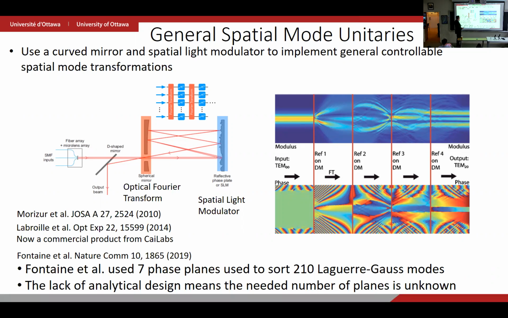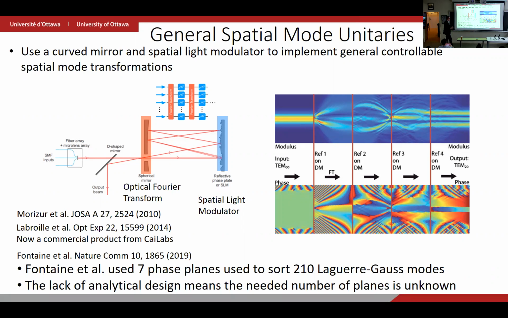They actually even have a company that has a commercial device now that you can buy, and it's really just focused at this. It's focused on, say, taking a Gaussian mode and making a Laguerre-Gauss mode. That's for optical telecommunications, because you can pack more information into a single fiber if you use other spatial modes of light. But what was really surprising was that Fontaine, these people that came up with wavefront matching, tried this as well, and they managed to make a transformation that involved 210 different modes. So that would be our N for our space.